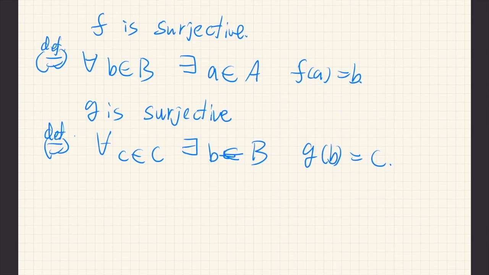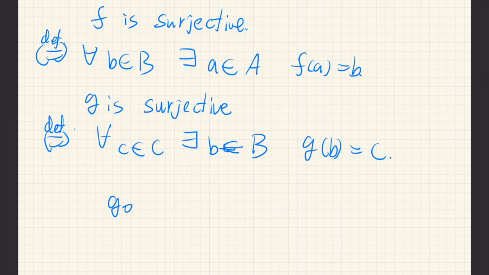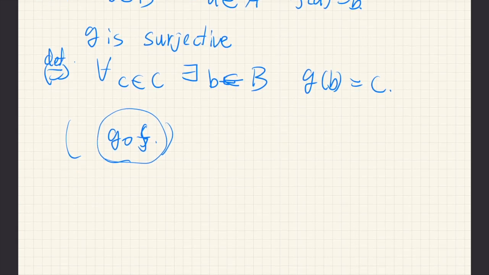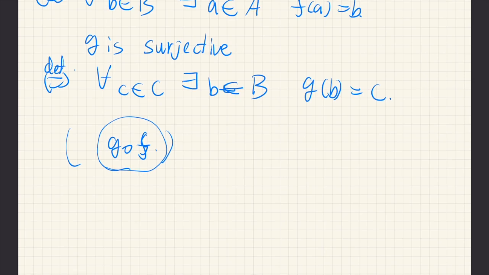Okay, so we want to show that g after f is surjective. Okay, so this is going to be shown to be a surjection, right? So to start with, g after f is a map from A to C. So we pick any element in C. So let C be any element.